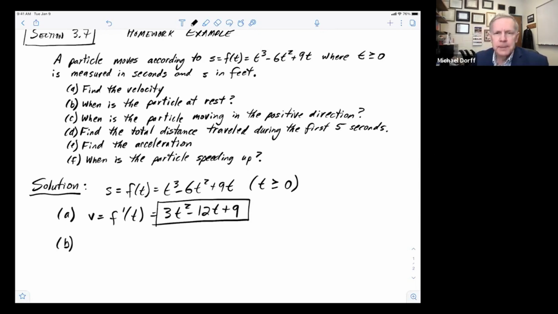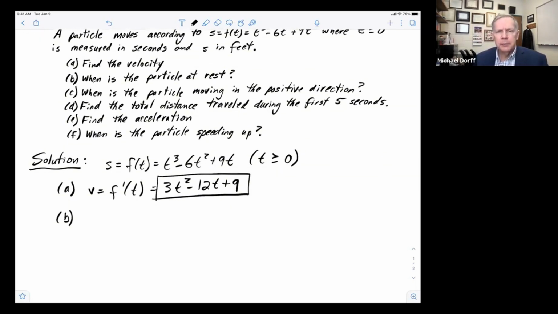Part B says, when is the particle at rest? Well, it's at rest when it's not moving. And so that is when the speed is 0 or the velocity is 0. So we need the velocity to equal 0. And so I take my equation from part A and I set it equal to 0. So now I want to factor this to find out the values of t.